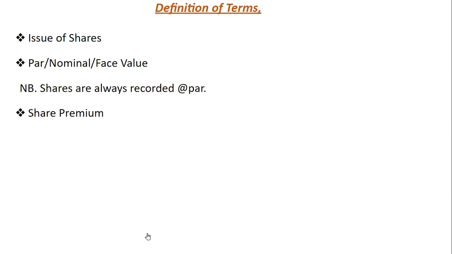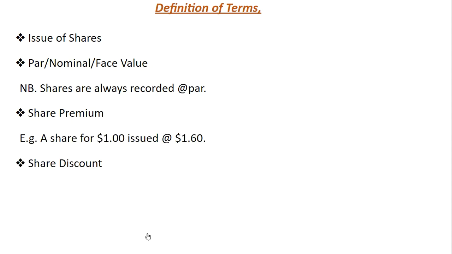Share premium. This is where a share has been issued at a price higher than the nominal value. For example, a share of $1 issued at $1.60. 60 cents is the share premium. Share discount. This is a direct opposite of share premium. For example, where a share of $1 has been issued at 90 cents, 10 cents becomes the share discount.